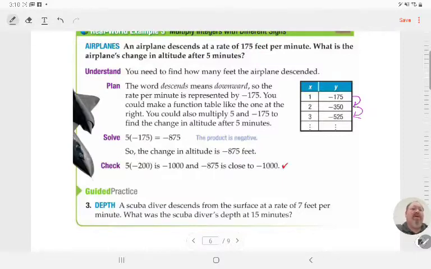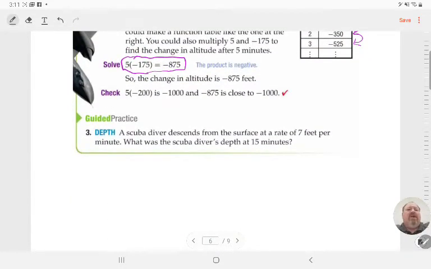So they want to know what it would be after 5 minutes. Well, instead of going each time until we get to 5, we could simply just set up an equation. 5 times negative 175, and that would equal negative 875. There's one positive, one negative, so the answer is negative. And that tells us that the change in altitude is negative 875 feet. Okay? Now take a second and try the next one.